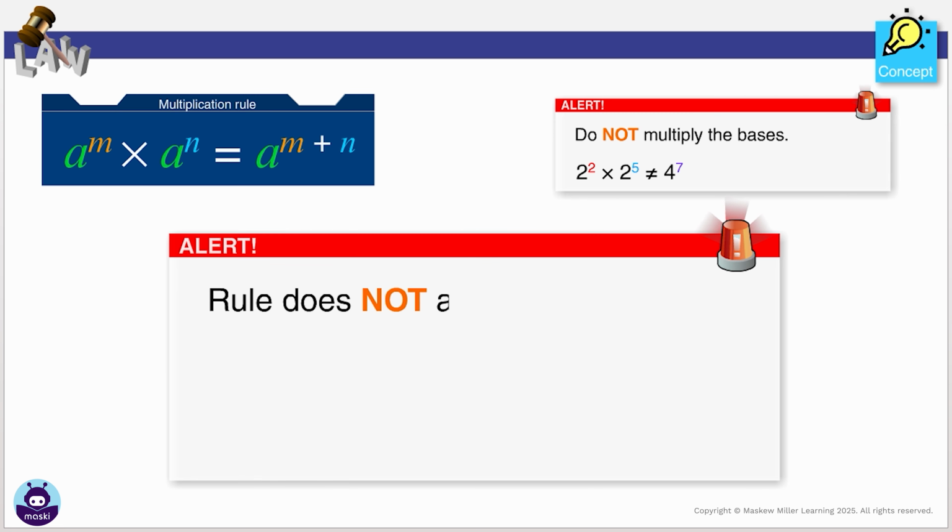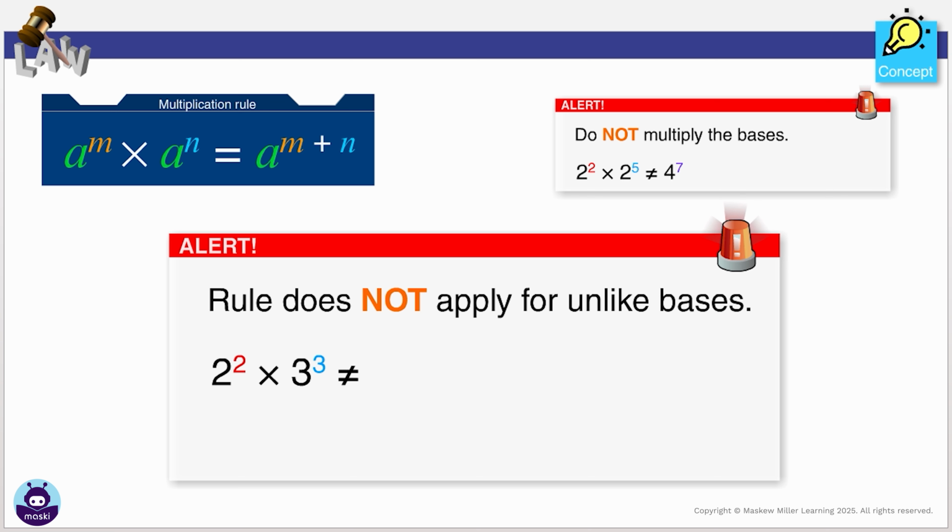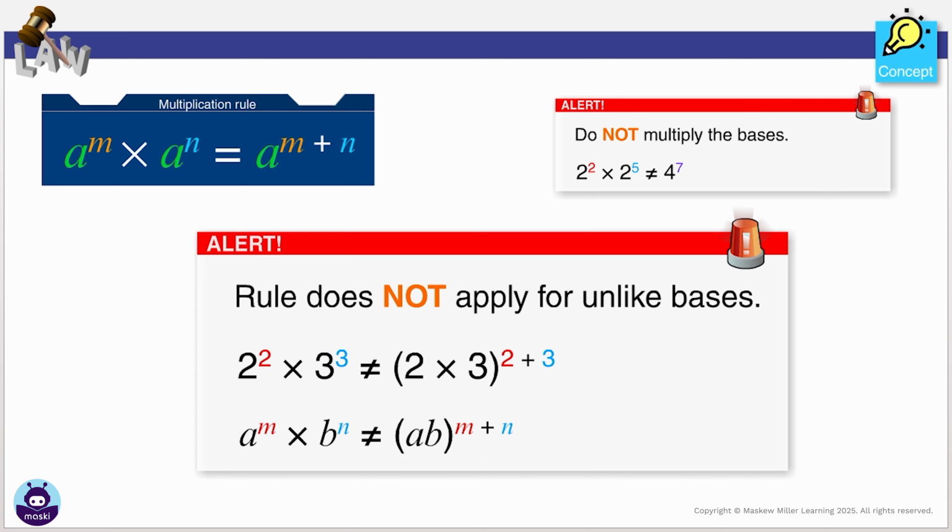Note carefully that we cannot use the multiplication rule to multiply powers with unlike bases. For example, 2 squared times 3 cubed does not equal 2 times 3, the whole raised to the power of 2 plus 3. a to the power of m times b to the power of n does not equal a times b, the whole raised to the power of m plus n.